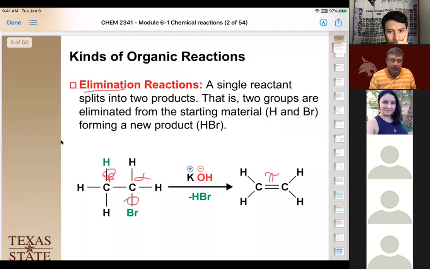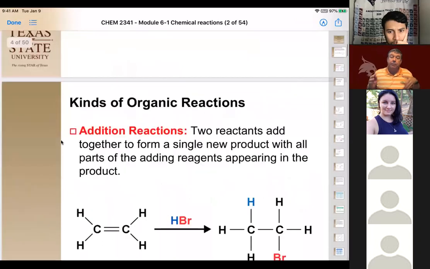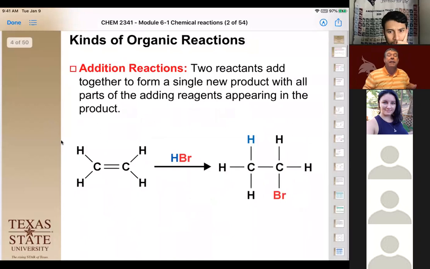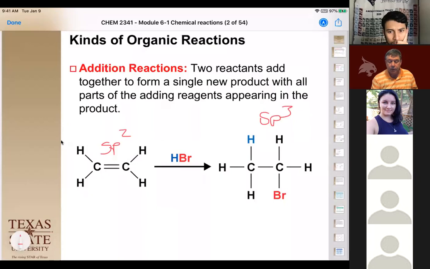Okay, the next kind of reaction we have is the opposite of elimination. It's addition. We're going to add something across that double bond. And we can add water to it. We can add HBr to it. We can add anything. We can even add hydrogen, 1 hydrogen to each side. The key here is we're going from an sp2 hybridized to an sp3 hybridized. So we're going from our pi bond to all sigma bonds. Okay, so addition reaction.